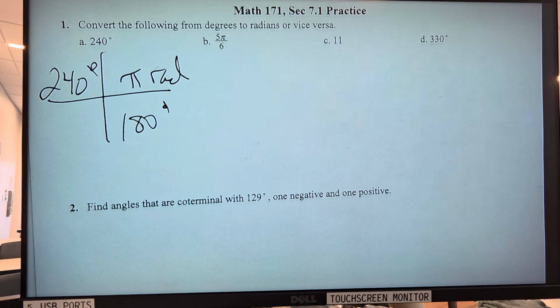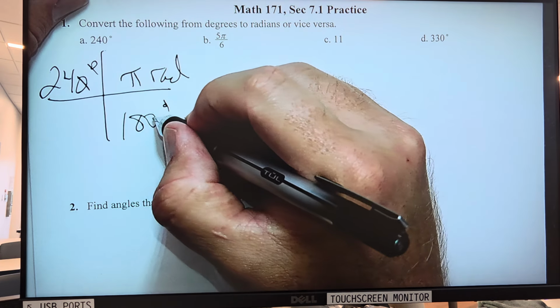Now, if there's a pi there, I don't want you to multiply by pi. I don't want to make it this big decimal, and you'll see why the further we get into this. I want this as a reduced fractional part of pi. So how do I reduce 240 over 180? First thing I do is just kill the 0, yes?